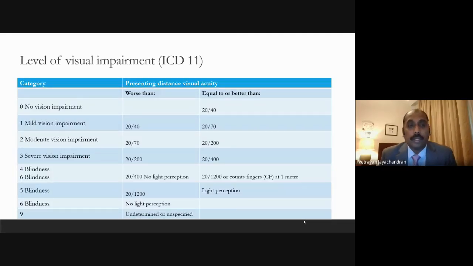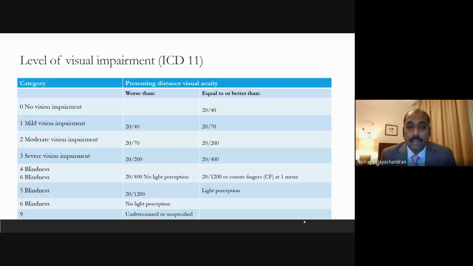This is the classification of visual impairment according to ICD-11, the current classification. A patient having visual acuity from 20/20 until 20/40 does not have any kind of vision impairment. But if the visual acuity is worse than 20/40, up to 20/70, it is called mild vision impairment. 20/70 to 20/200 is moderate, and 20/200 to 20/400 is severe impairment. If it is worse than 20/400, they come under the category of blindness. They have different categories in blindness: mild, moderate, and total or profound blindness.